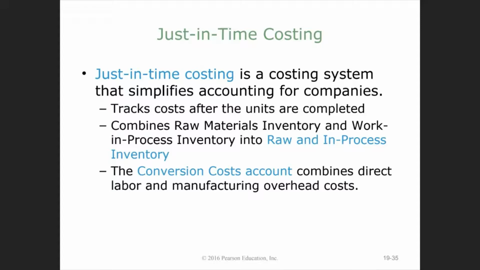So just-in-time costing is a costing system that simplifies accounting for companies. They track cost after the units are completed. They combine raw materials inventory and work-in-process inventory into raw and in-process inventory. The conversion cost account combines direct labor and manufacturing overhead cost.